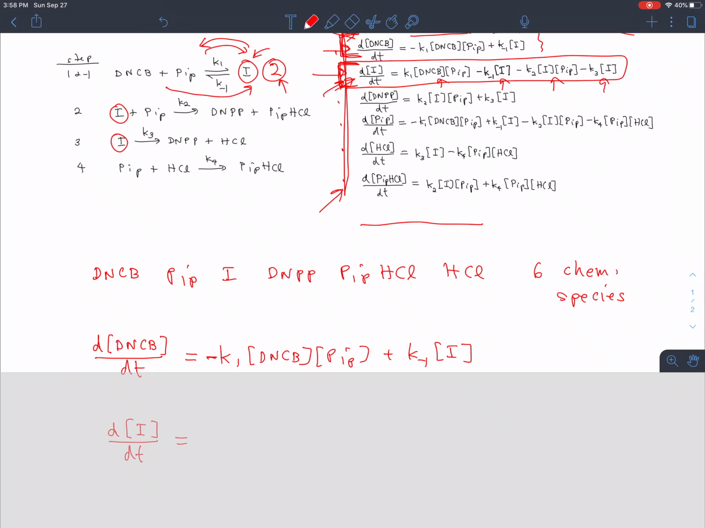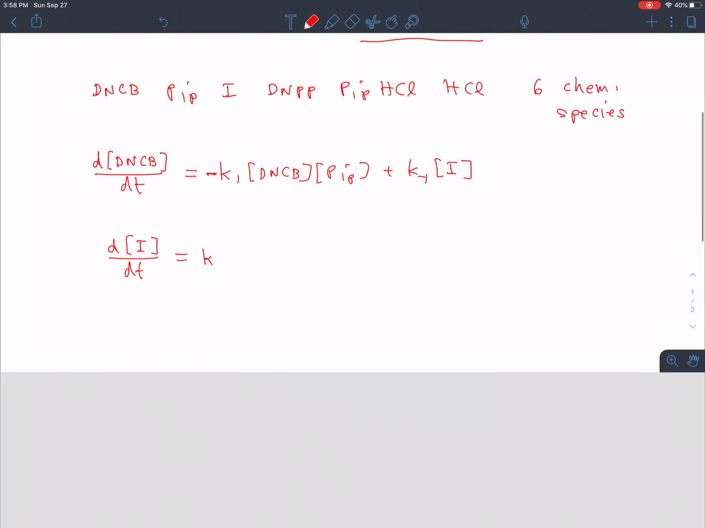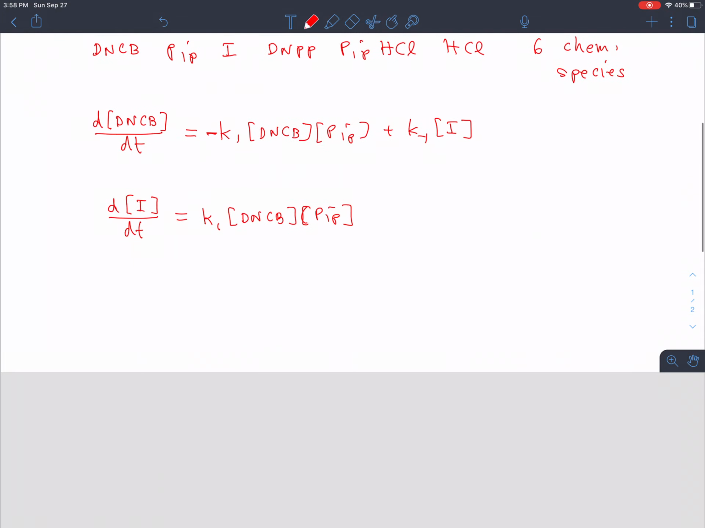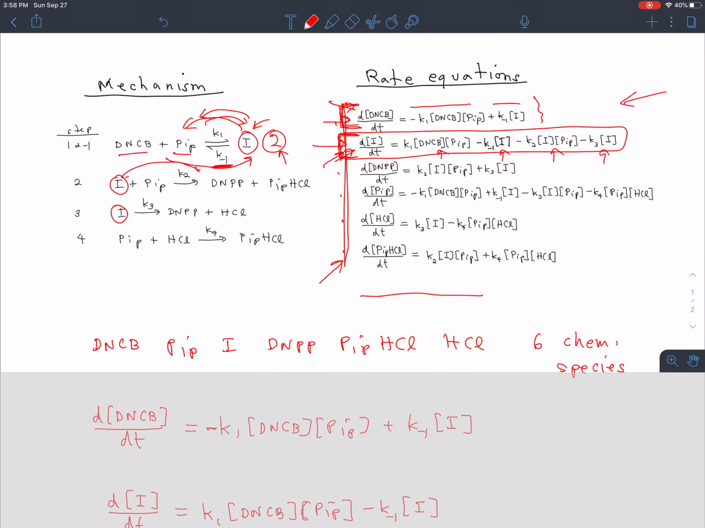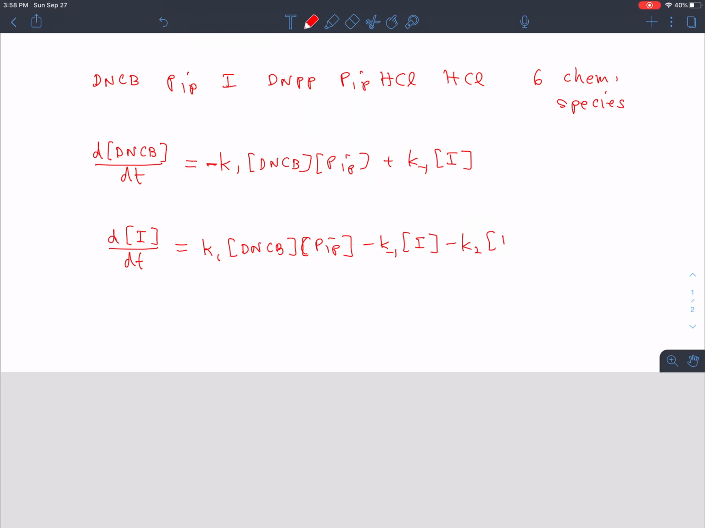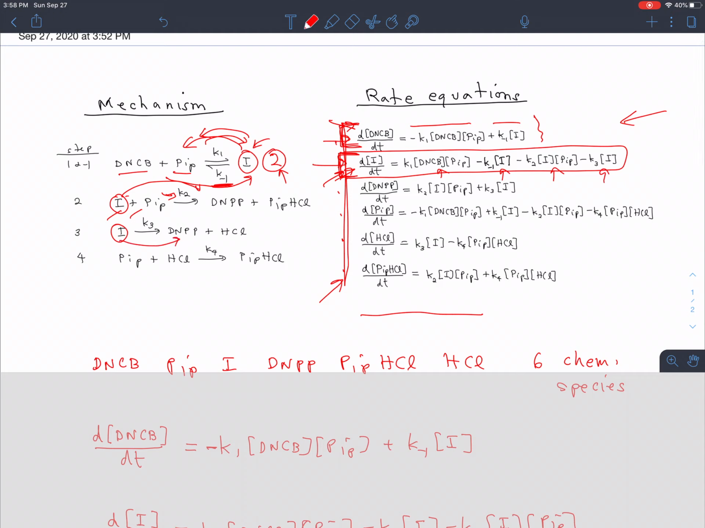So for the formation of the intermediate, it will be k1 times DNCB times piperidine, right? Second order reaction. For the destruction of the intermediate, going back the other way, it'll be k minus 1 for the backward reaction times I itself. For the destruction of the intermediate by this elementary step, it'll be k2, the rate constant for this reaction, times I times piperidine. And finally, for the last way in which the intermediate can disappear, it'll be k3 times just I itself.